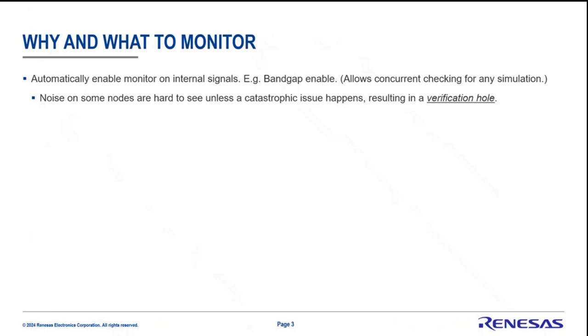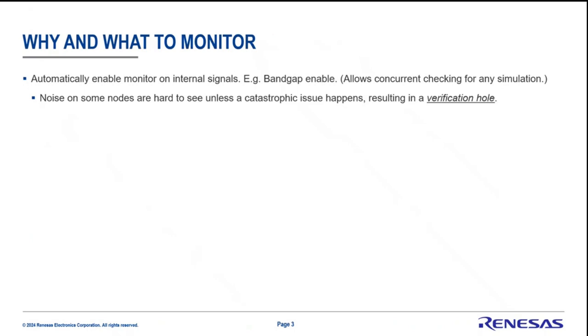And the nice thing about this is the way we're describing this monitor is it will allow lots of concurrent checking for any simulation. So you could place these down on every bias, every reference node, and then dynamically turn the enable on for this monitor when you know that that reference should be there. So you've got a way of covering more of the verification holes that aren't present.